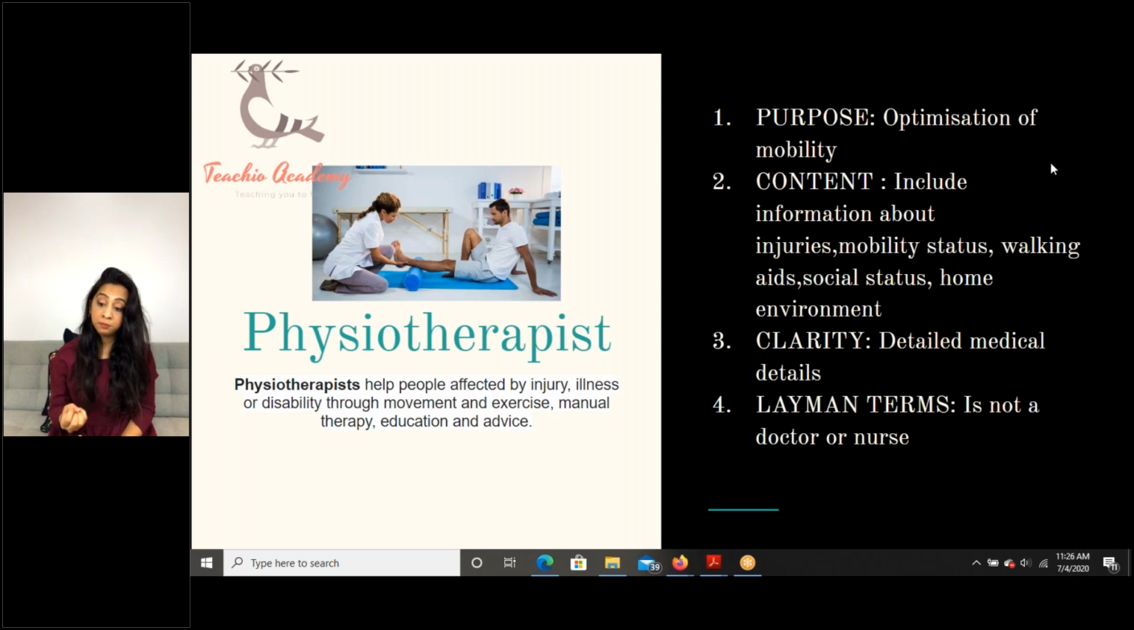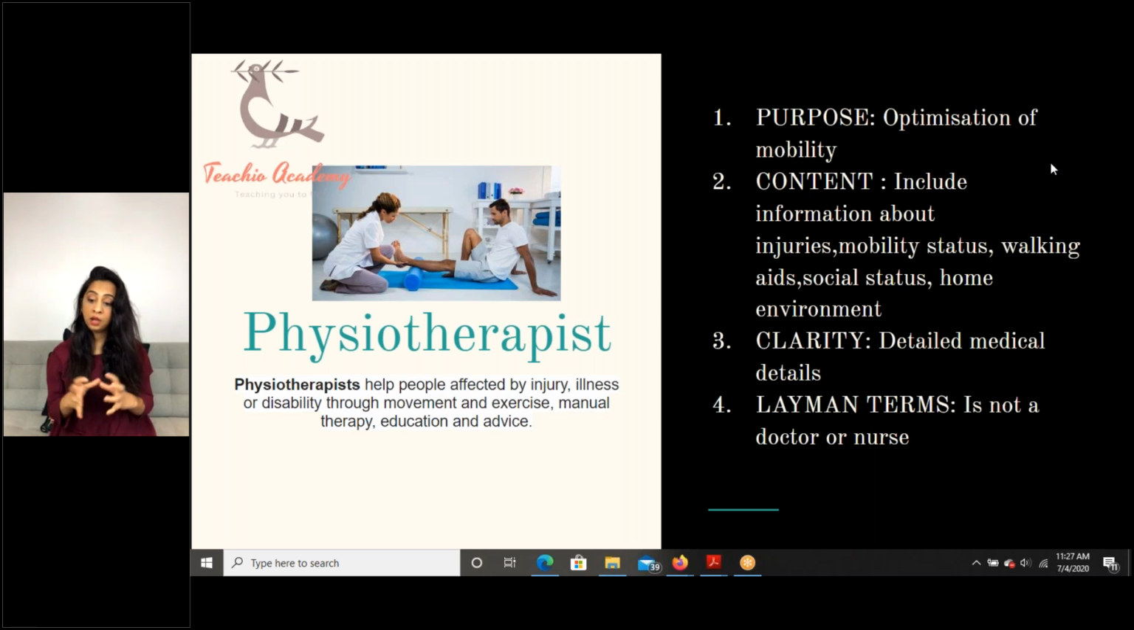They might be able to provide them with tips, or they might be able to actually help exercise this patient. So they might go to this patient's home. They might help them walk. They might provide them some walking aids, which they might need. So those are all of the purposes that you might get when you're writing a letter to a physiotherapist.